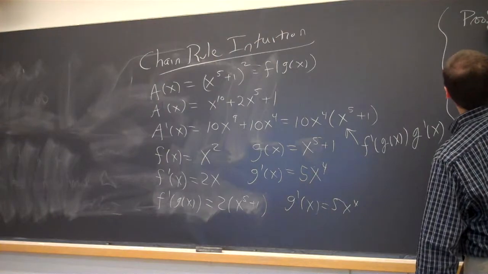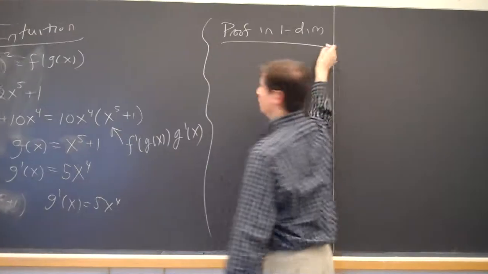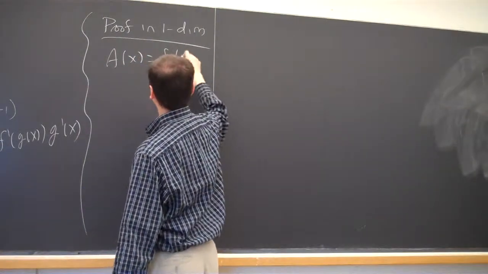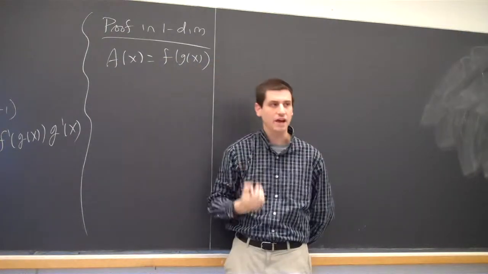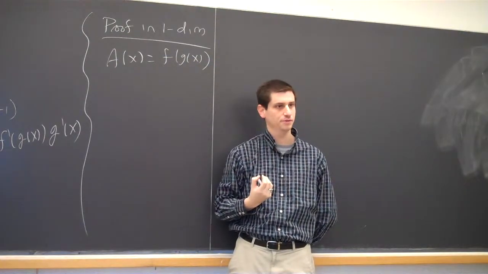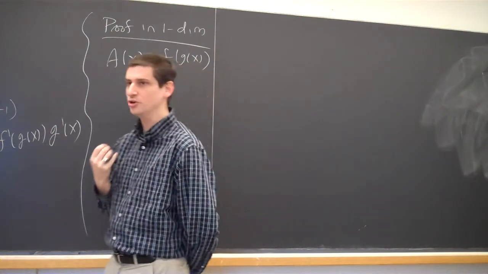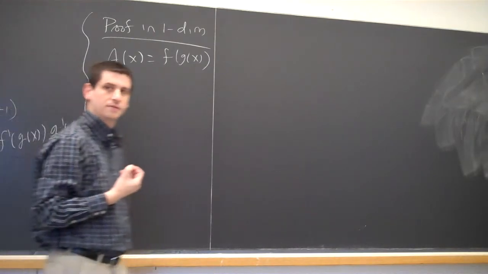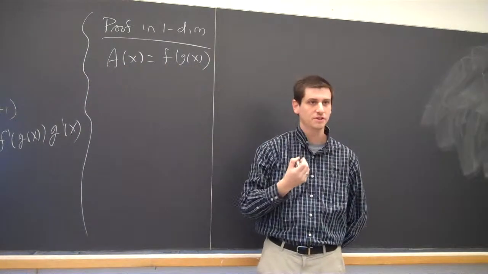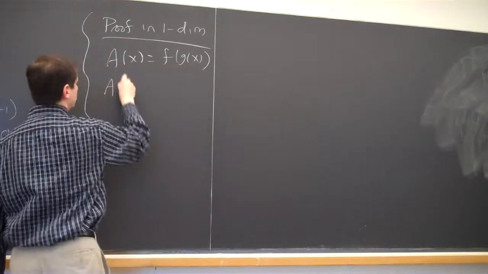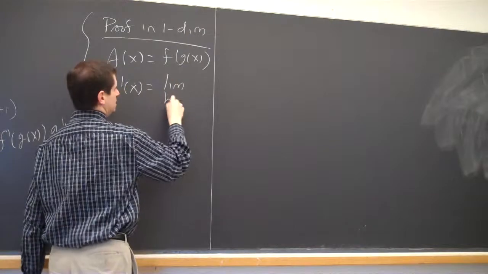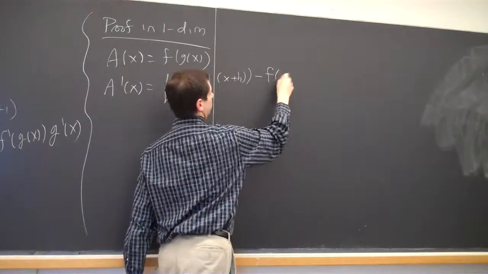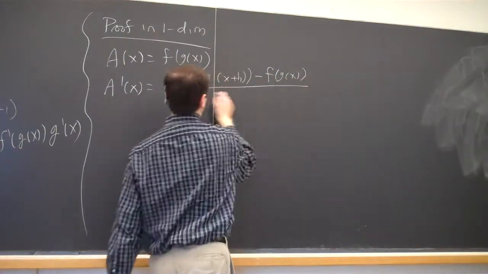So proof in one dimension. Alright, so for the proof in one dimension, we let a of x be f of g of x. What is step 1 in every proof of every differentiation rule? Step 1 is always the same. What do we do? Yes? The definition of a derivative. Definition. A prime of x is the limit, as h tends to 0, of f of g of x plus h minus f of g of x over h.